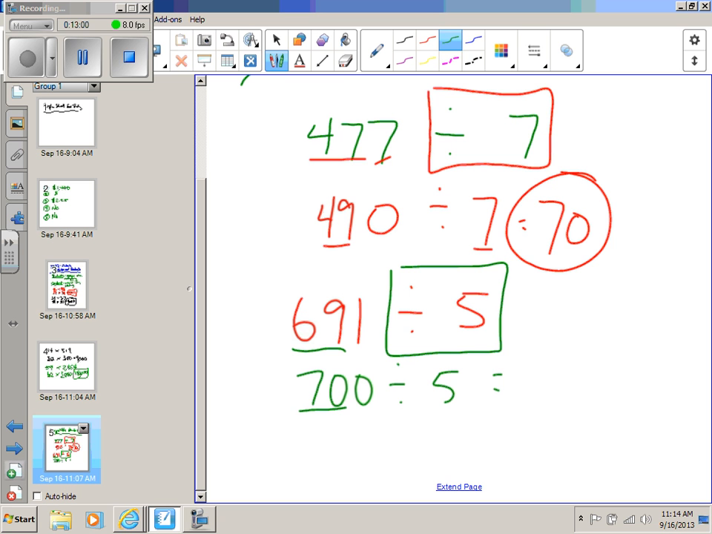So, what is 70 divided by 5? Well, 50 divided by 5 is 10, right? So how many more 5s do we use on top of the 10? 4, so a total of 14. 14 plus the extra 0? 140.